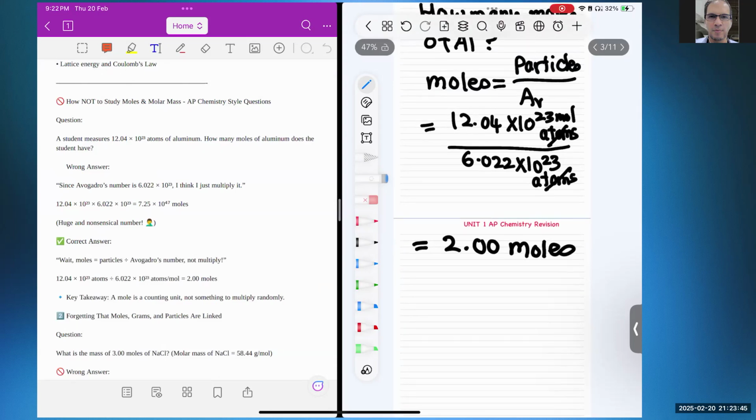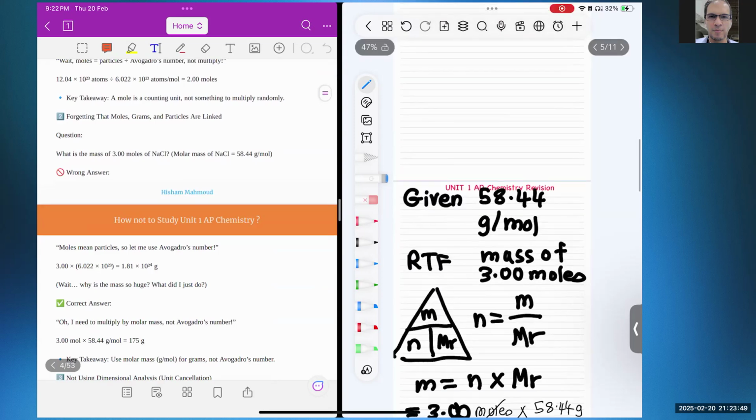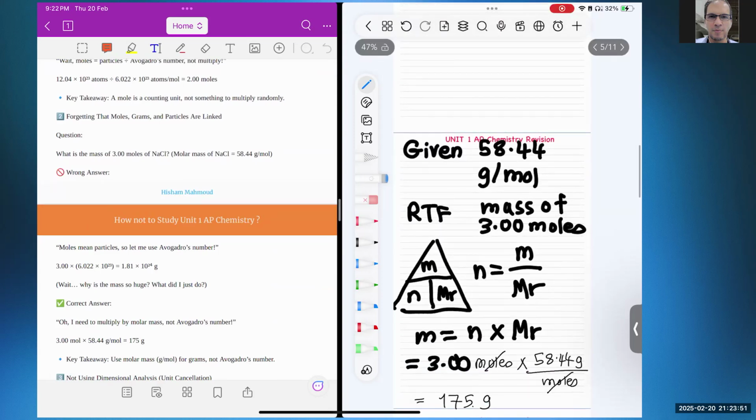Easy. Don't forget that the moles, grams, and particles are linked. So our rule says that the number of moles is equal to the mass over the molar mass. If you want to find the mass, multiply the number of moles by the molar mass. If you want to find the molar mass, divide the mass by the number of moles. Again, mass equals n multiplied by molar mass. Molar mass equals mass over the number of moles. The number of moles is equal to mass over the molar mass.